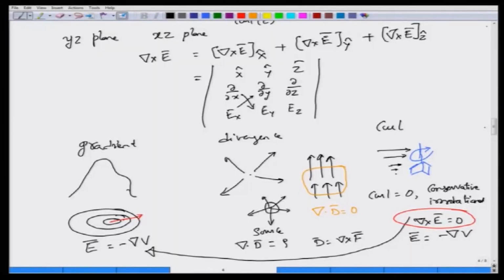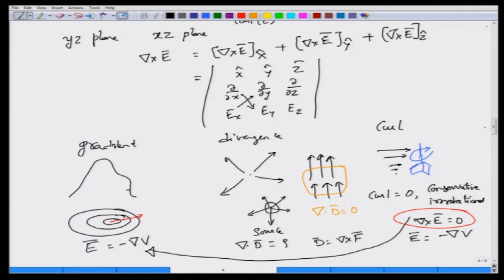In case del dot D is equal to 0, then it simply indicates that as many flux lines are going in as are coming out. However, mathematically it allows me to write down D as the curl of some other vector field F. Coming to curl, curl itself is a vector operation which measures the amount of rotation of the field.